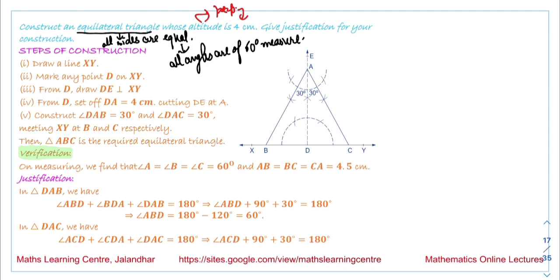So we start the construction with a line. This is the line XY, and we have marked a point D on this line. Now at this point D, we are going to construct an angle of 90 degrees, and we know how we construct the angle of 90 degrees. We keep the tip of the compass at this point D, and we draw an arc over here with the compass.